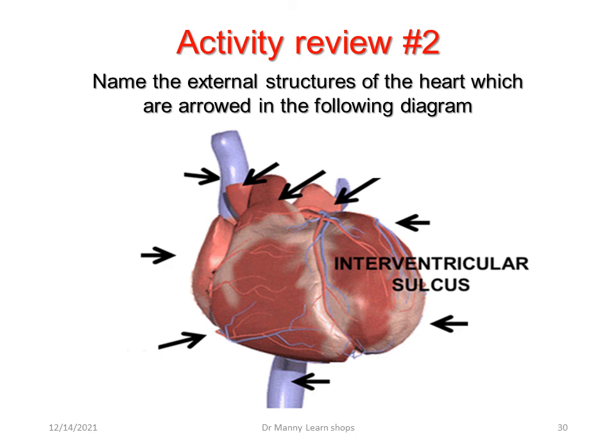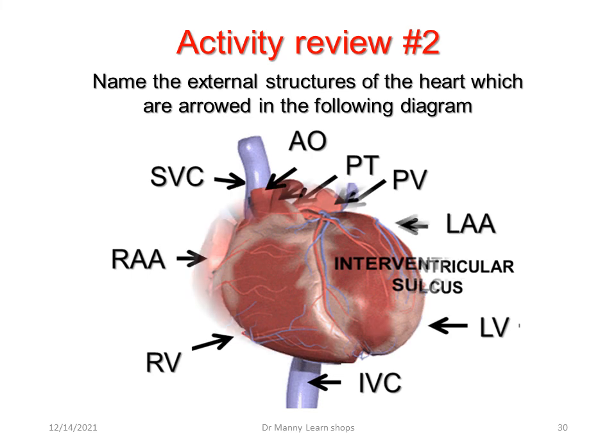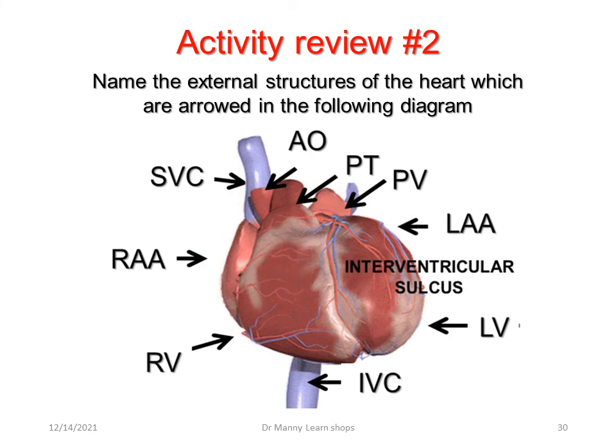Name the external structures of the heart which are arrowed in the following diagram. Have a look. You've got 1, 2, 3, 4, 5, 6, 7, 8, 9 structures. They are the superior vena cava, the right atrial appendage, right ventricle, the aorta, the pulmonary trunk, the pulmonary veins, the left atrial appendage, the left ventricle, and the inferior vena cava.